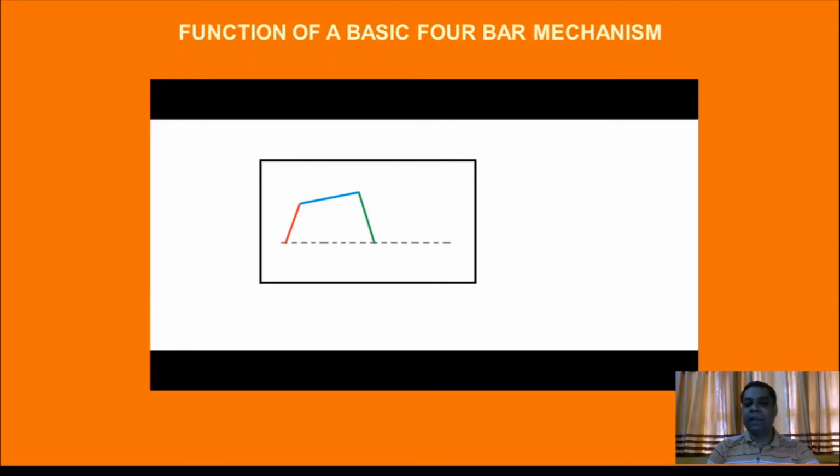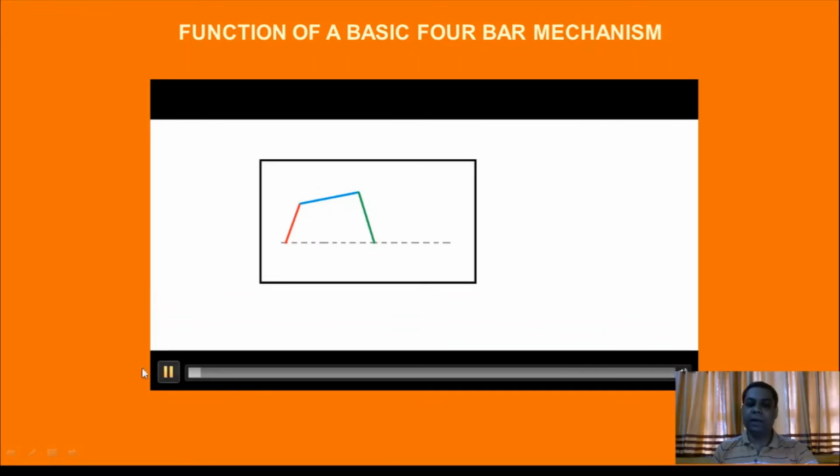Now over here I can show you an animation to elaborate the function of a basic 4-bar mechanism. Here the horizontal gray dotted line is indicating link 1, that is called the fixed link. The red one, you consider that it is a crank. The blue one is a connecting rod, and the green one is some other link. We may consider that as some third link. Sometimes it has a particular name like rocker arm.